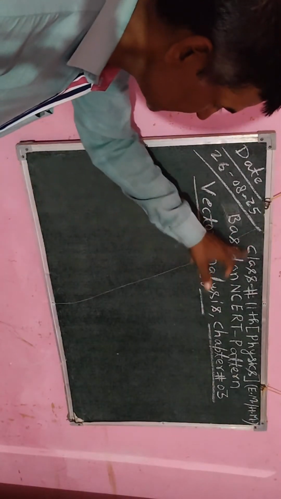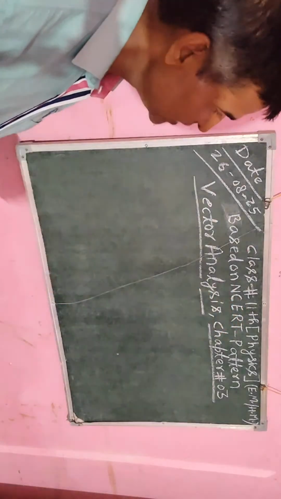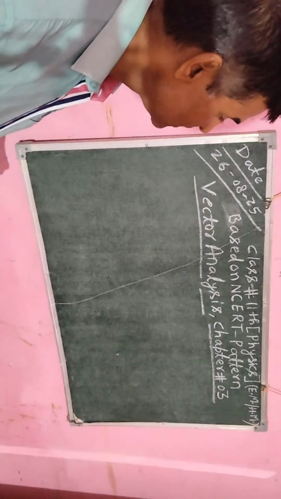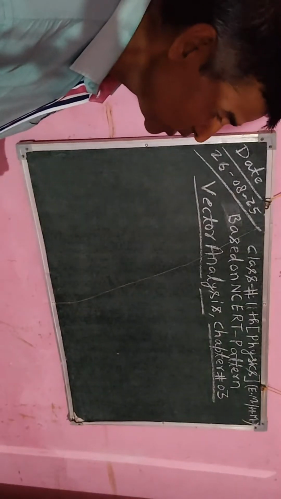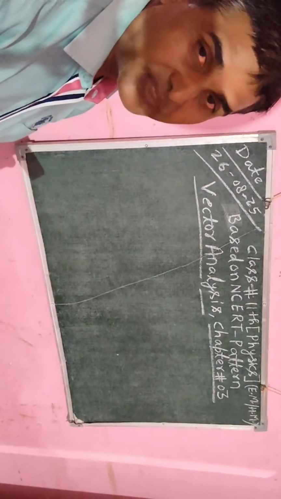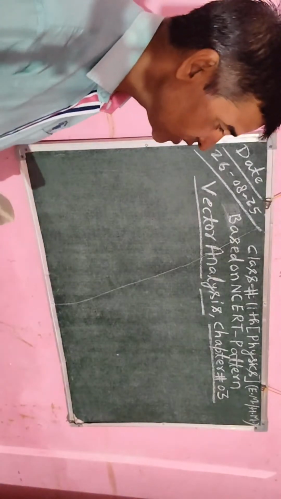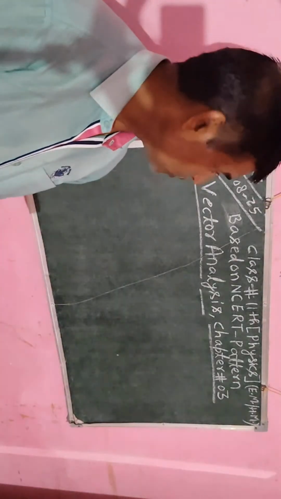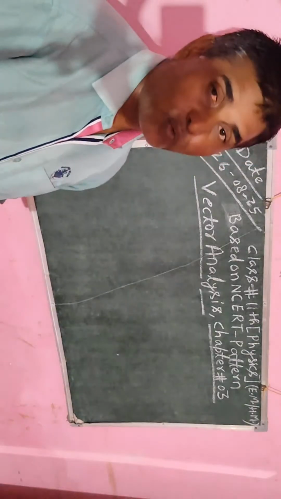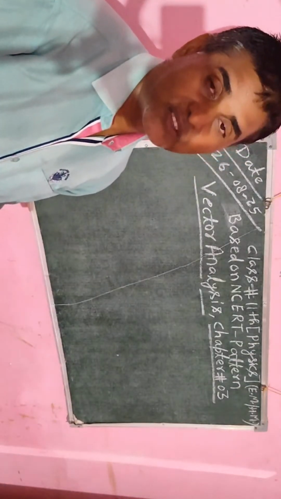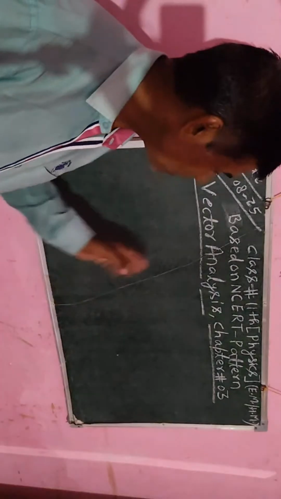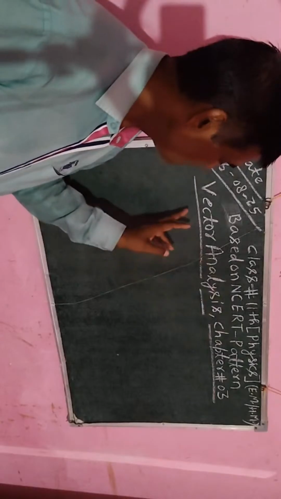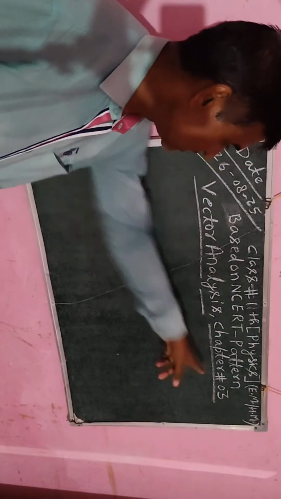Now here this is class 11 physics, available in English medium, and I will also translate it into Hindi. So students who are in Hindi medium, that is in UP board, can also understand the information in detail. Now here we have to apply the concept in the numericals. It is based on the NCERT pattern, and this is chapter number 3, and its name is vector analysis.